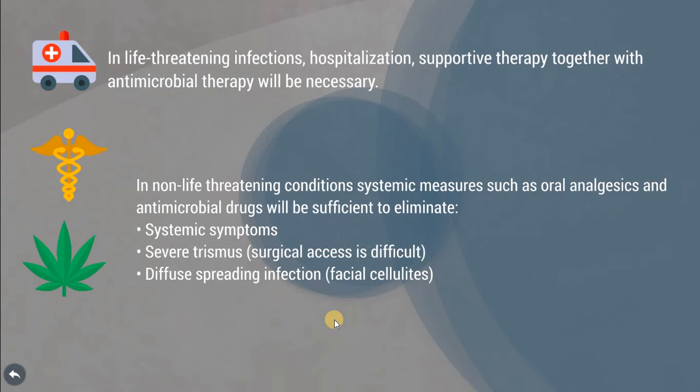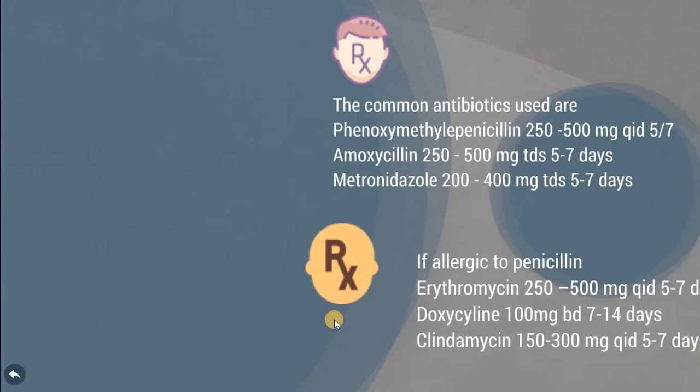In life-threatening infection, hospitalization, supportive therapy, together with antimicrobial therapy will be necessary. But in a non-life-threatening condition, systemic measures such as oral analgesics and antimicrobial drugs will be sufficient to eliminate systemic symptoms, severe trismus, or diffuse spreading infection. So sometimes we need urgent treatment, and sometimes the supportive therapy with the antimicrobial will be enough, together with the drainage, for the treatment of periodontal abscess.